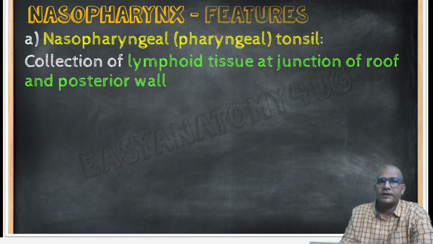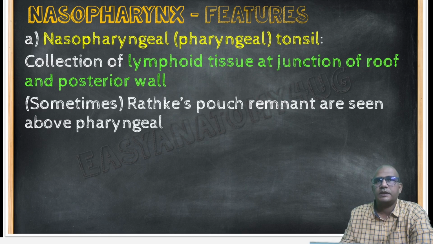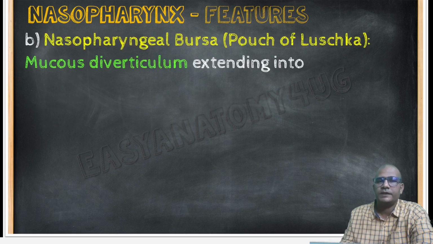So nasopharyngeal tonsil is nothing but a collection of lymphoid tissue placed at the junction of roof and posterior wall of the nasopharynx. Sometimes there is a remnant of Rathke's pouch which is present just above the pharyngeal tonsil. I have not shown it in the diagram. In your standard textbook, you may find they have shown a Rathke's pouch remnant just above the pharyngeal tonsil. Next feature, it is nasopharyngeal bursa.